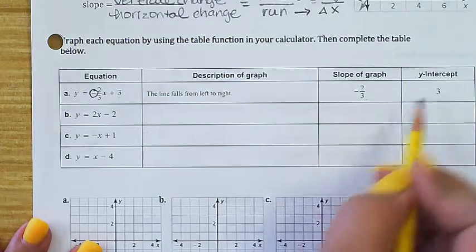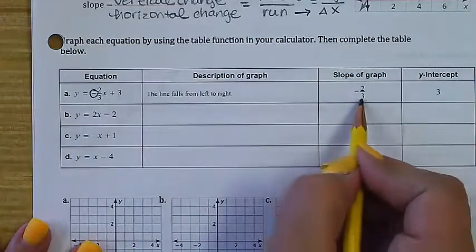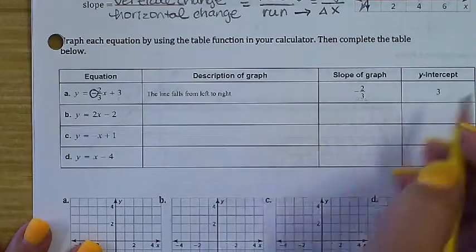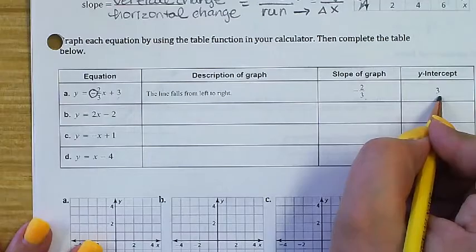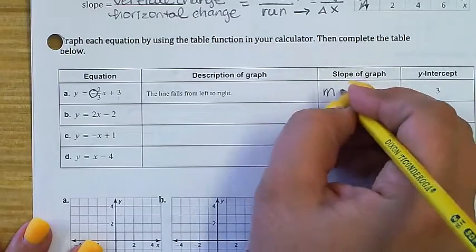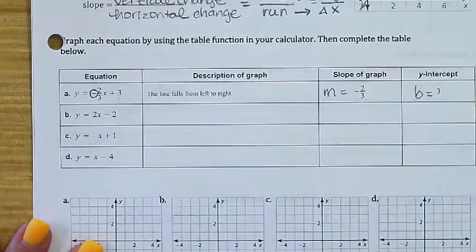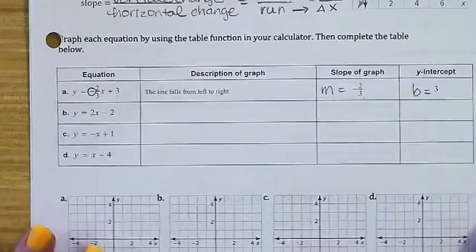And then really being able to just pick out the slope and the y-intercept, knowing which one of those is the slope M and which one is the y-intercept B. Okay, so you could even think of it this way if that helps. Okay, and then let's try the next one.